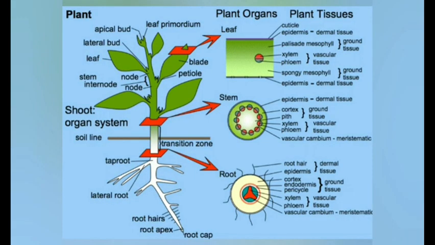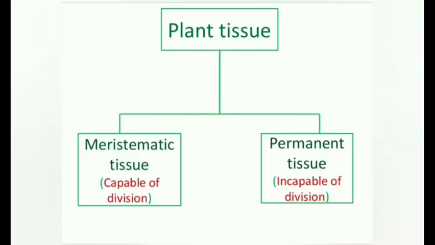Plants are composed of four major organ groups, that is, roots, stem and branches, leaves and flowers. These organs are made up of different tissues which work together to perform a common function. This figure gives you a better idea of the different plant organs, that is the root, stem and leaf. All three of them have different plant tissues. We will now study the various types of plant tissues and their location and purpose within a plant. Based on whether their cells can divide or not, plant tissues are basically of two kinds, meristematic tissue and permanent tissue.